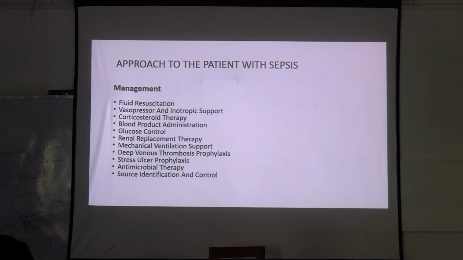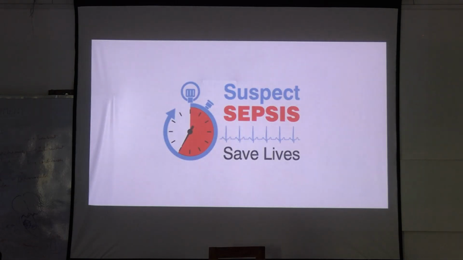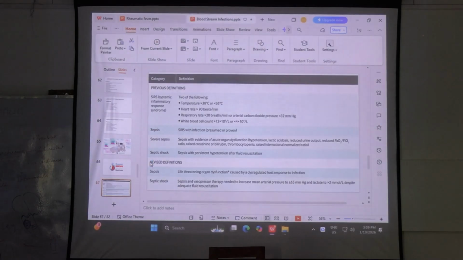Coming to management, obviously you need to manage in terms of tissue hypoperfusion. So what to give? Give fluid, vasopressor, steroid. Why? Inflammation can be reduced with the help of steroids. Furthermore, ventilatory support, DVT prophylaxis, all these can be given. So this is the gist of the management of sepsis. For now just keep it in mind, later when you study more you will understand it even better. But as of today, just keep these two things in mind: what is sepsis and what is septic shock.